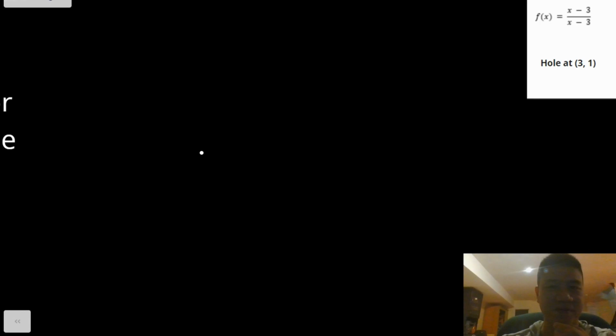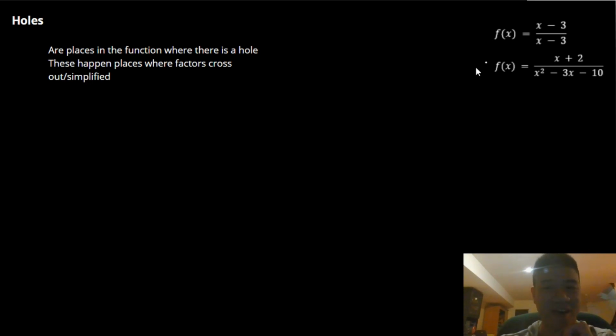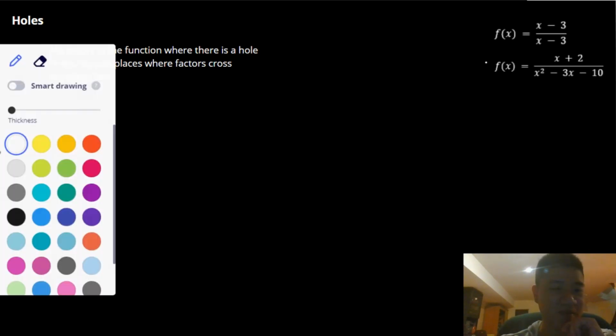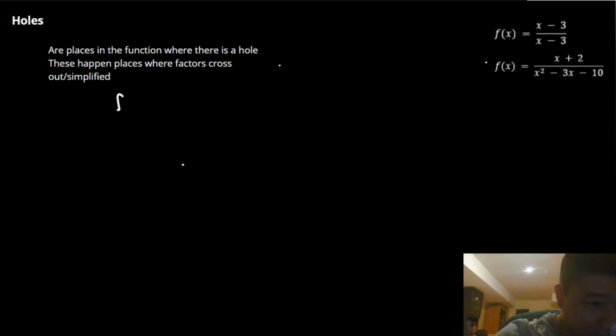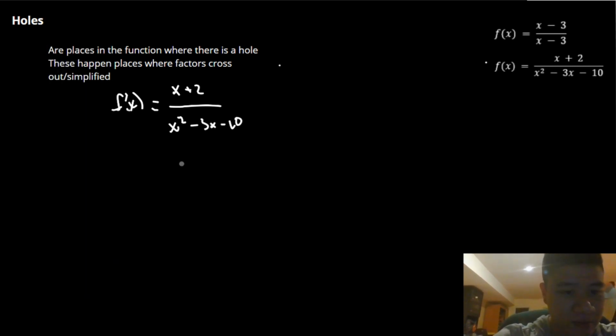So let's do another example. Okay, so the next example we have is this one. So let's write this out. f of x equals x plus 2 over x squared minus 3x minus 10. So with these, there isn't anything that we can cross out immediately. Right, as you can see, there's nothing we can cross out, but we can factor the very bottom.